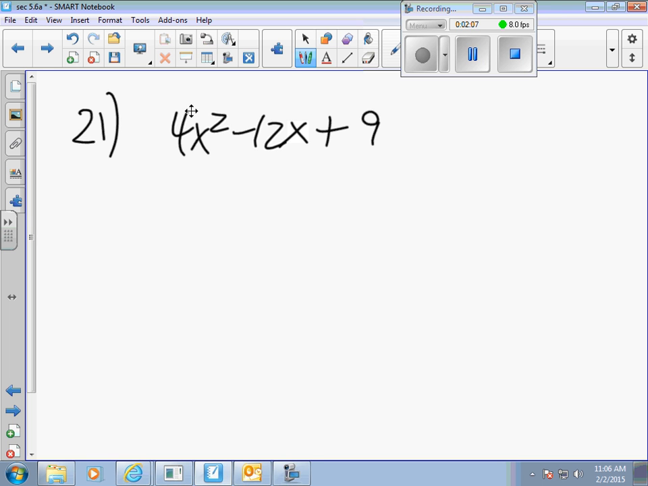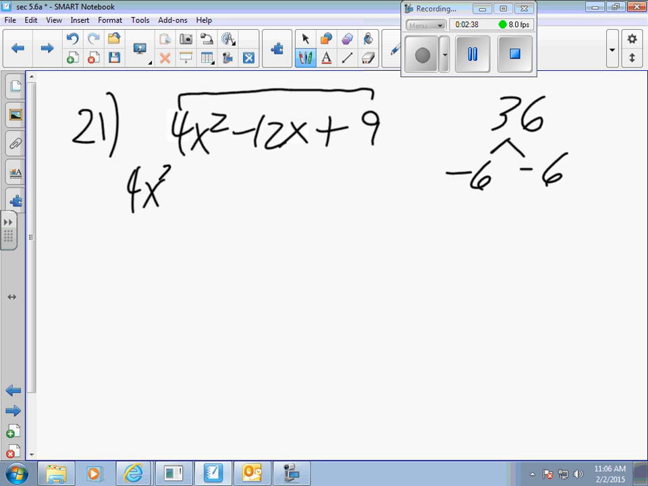When I factor this one, similar to the last one, but we're going to have a little different result. If I multiply, I get 36. Notice that this time I'm looking for factors of 36 that add up to negative 12. So we know that since negative times negative is positive and a negative plus a negative is negative, I'm going to pick negative 6 and negative 6. They add up to negative 12. They multiply to 36. So I'm going to replace my middle term with negative 6x and negative 6x plus 9.